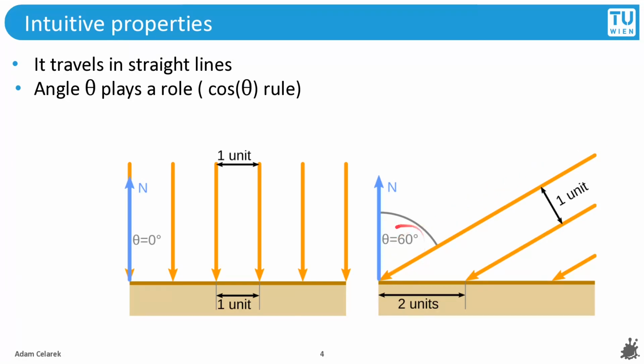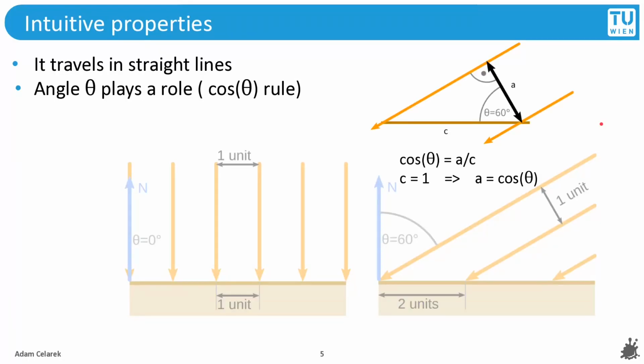Next, the angle theta plays a role. When the light shines on the surface at a right angle, 1 unit of light reaches 1 unit of the surface. However, when we tilt the surface or when we tilt the light, 1 unit arrives on a larger surface area. And so the density of the photons becomes lower, and so the surface is lit less strongly.